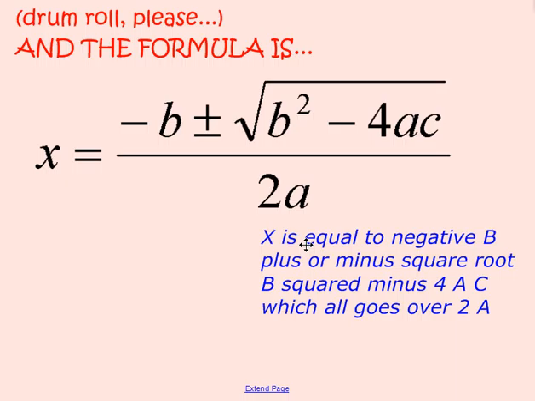x is equal to negative b plus or minus the square root of b squared minus 4ac, over 2a. Or for those of you a bit more musically inclined, it goes like this: x is equal to negative b plus or minus square root b squared minus 4ac, which all goes over 2a. One more time. x is equal to negative b plus or minus square root b squared minus 4ac, which all goes over 2a. You will need to know that formula very well because we'll be using it over and over and over.